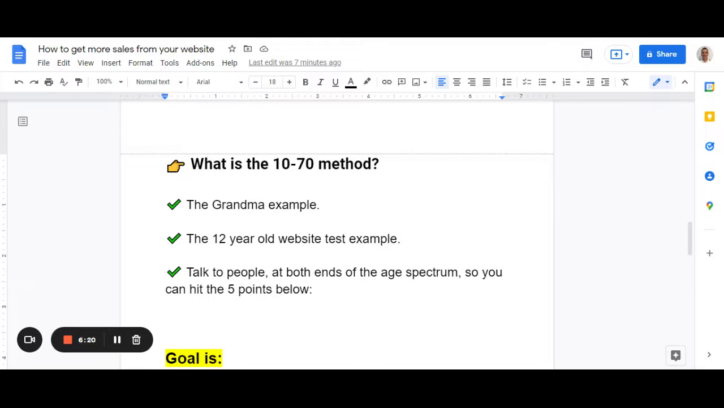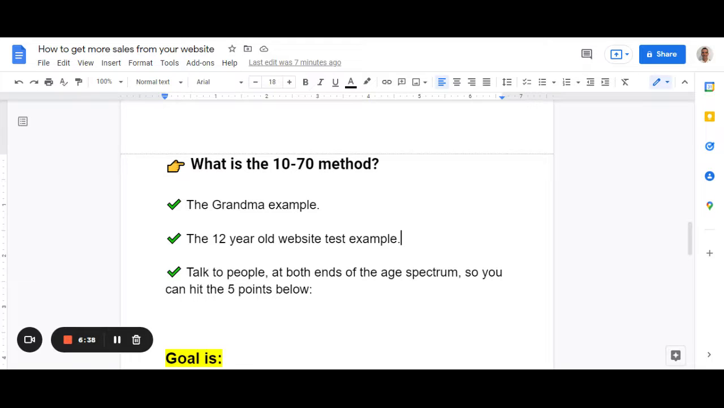Because most of your friends and colleagues, they won't give you honest feedback. They don't want to hurt your feelings, or they don't want to sound silly by asking obvious questions. Whereas grandma, she doesn't care. She's going to say, "I don't know what you mean." So you want that honest feedback.